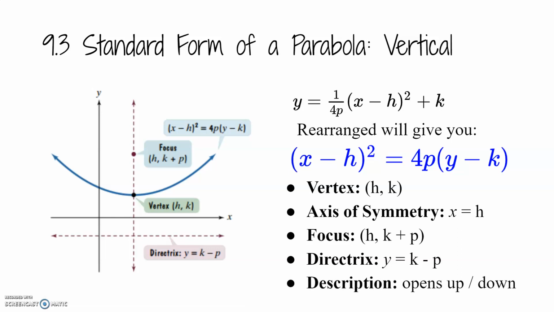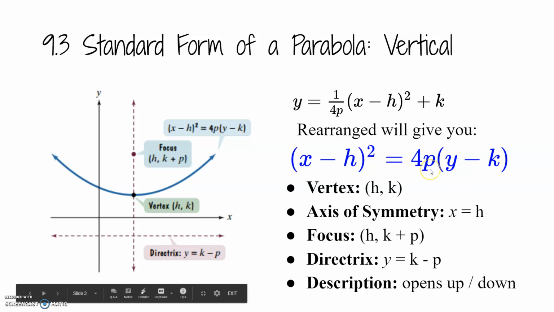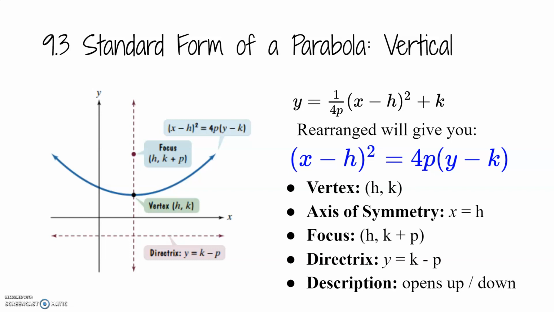Now, one quick thing is it does open up or down. p can be a negative number. So if p is negative, this would be a downward facing parabola. Just think about it from chapter 2. If I had a negative coefficient, it would look like a reflection occurred.